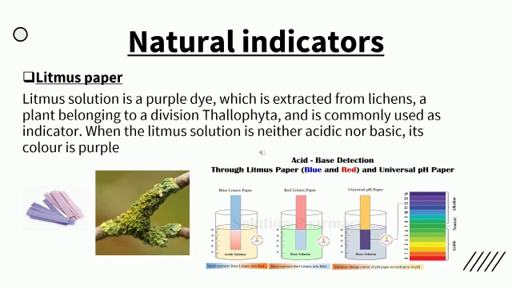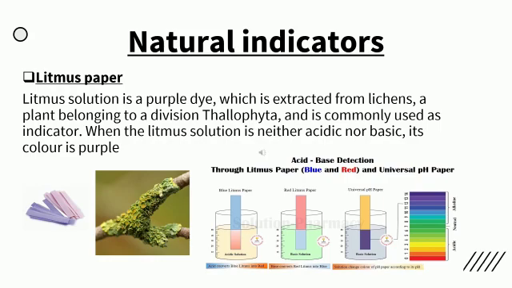And if you use universal pH paper, that is available separately. The pH paper shows the value of acidic and basic strength. Here you can see the picture. When we use universal pH paper, it shows neutral in water solution. That means it remains at 7. You can check the color of the paper against the pH chart. So this is about natural indicators, that is litmus paper.